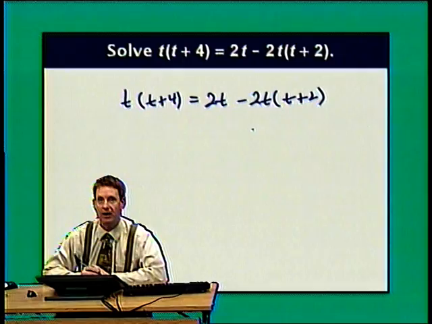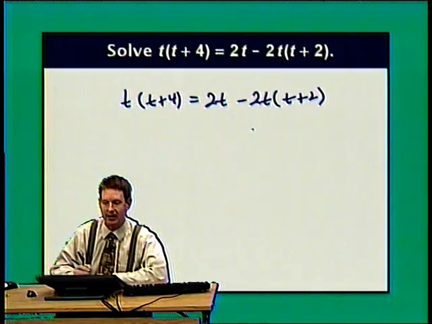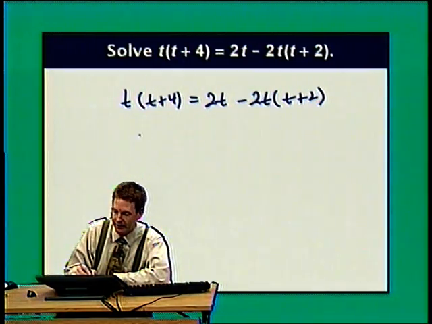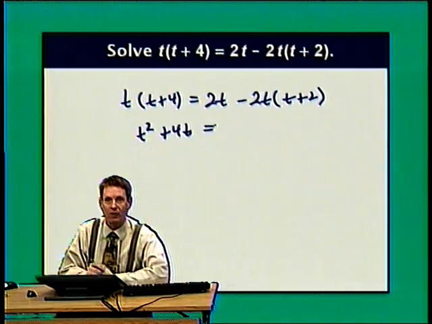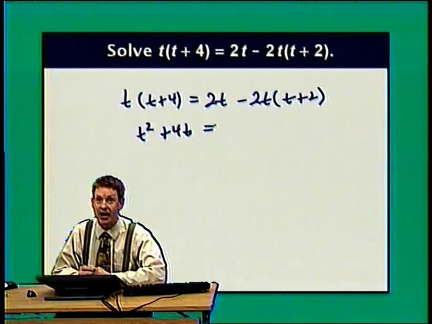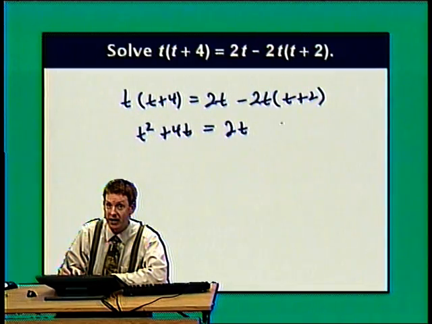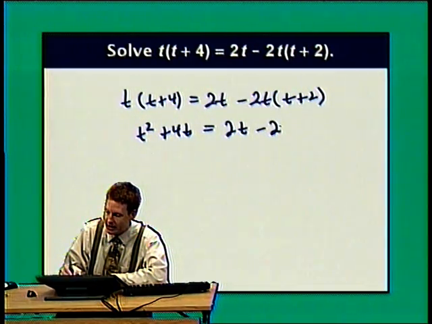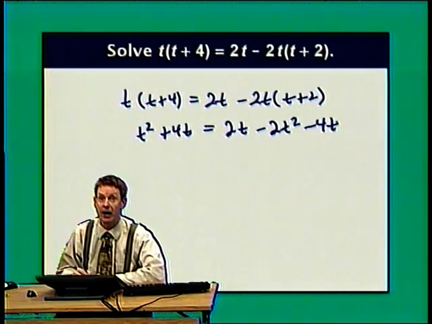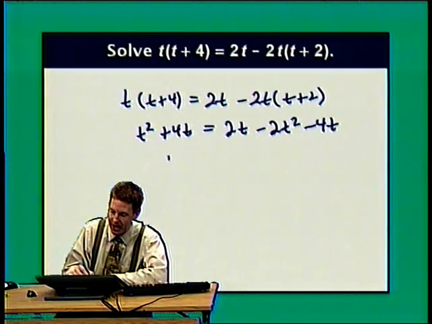And the first step in our strategy is to expand both sides of the equation. Distributing on the left, we get t squared plus 4t. Order of operations says that multiplication happens before the subtraction. So on the right, we have 2t. Distributing minus 2t through the binomial, we have minus 2t squared minus 4t. Let's combine like terms before we start moving things back and forth.